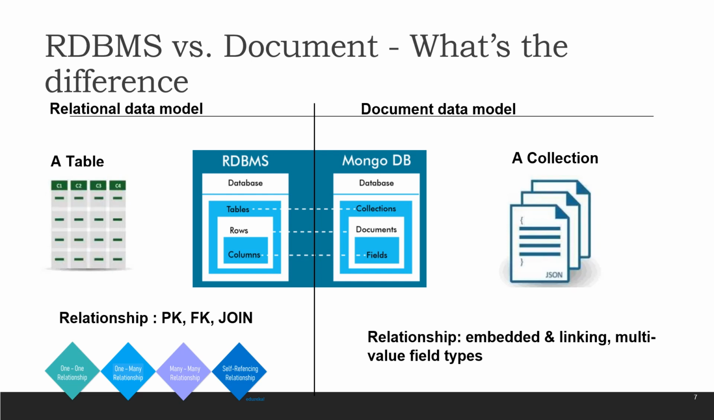Okay, here let's compare the relational data model versus the document data model. In the relational model, we store data in a database. So here we have a database, right? And then within the database, we have a collection of tables. And within tables, we have rows and then columns. This is what we have in the relational model.